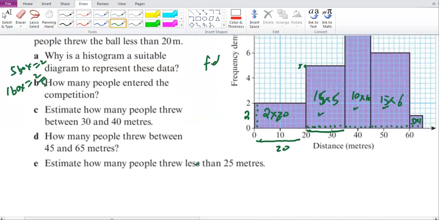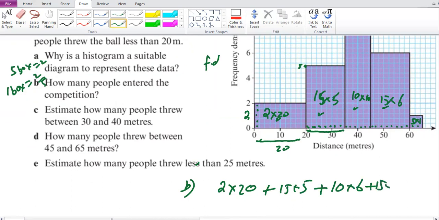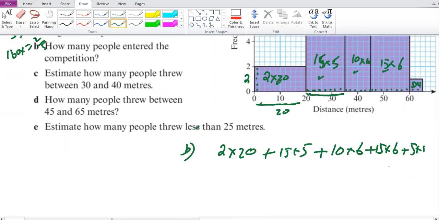So if you want to find the total number of people, that will be this one. For part B, the total number of people will be 2 into 20 plus 15 into 5 plus 10 into 6 plus 15 into 6 plus 5 into 1. So you just have to calculate that simply.